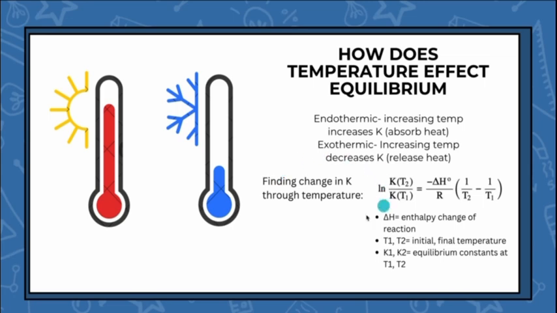This is how you find change in K through temperature. The delta H will be the enthalpy of change of the reaction. T1 and T2 are the initial and final temperature. K1 and K2 are the equilibrium constants at temperature 1 and temperature 2.